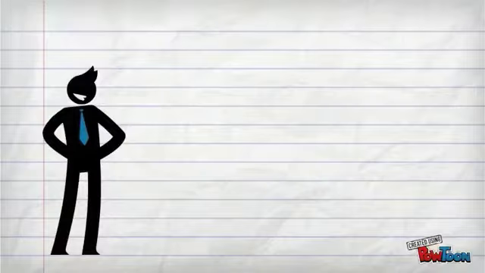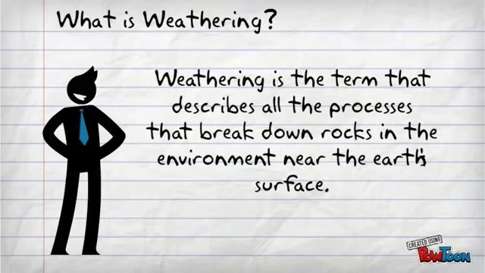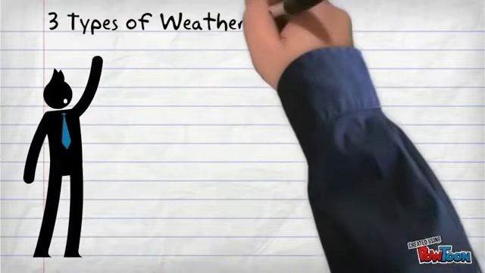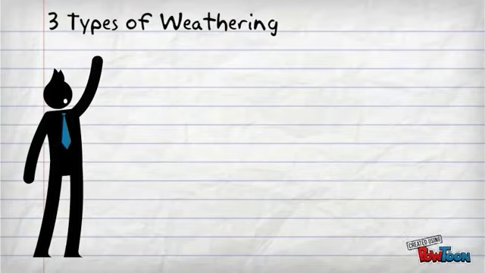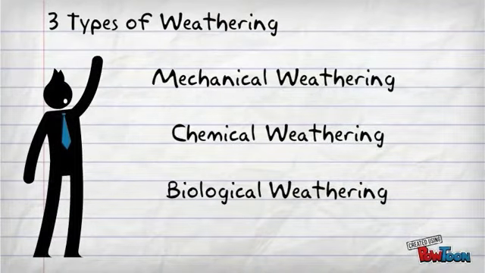Welcome to weathering. What is weathering? Weathering is a term that describes all the processes that break down rocks in the environment near the Earth's surface. There are three types of weathering: mechanical weathering, also known as physical weathering, chemical weathering, and biological weathering.